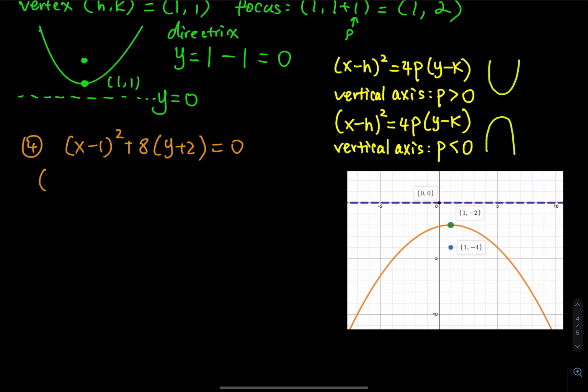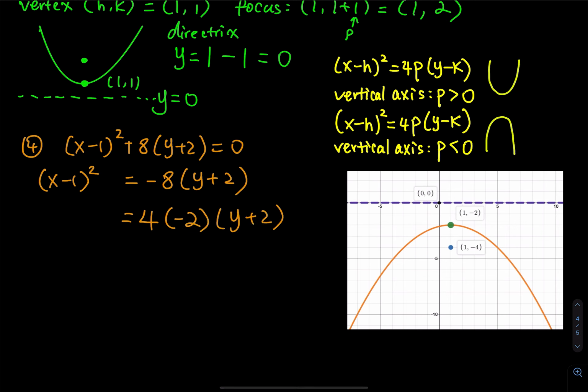Keep the square on the left, x minus 1 squared, and then that equals negative 8 times y plus 2. Here is my favorite part. The 4 is built into the formula, and the other number must be negative 2, and then you have your y plus 2, and this is your p. This is x minus 1 squared. We can figure out the h comma k right now. So h is equal to 1, k is equal to negative 2.